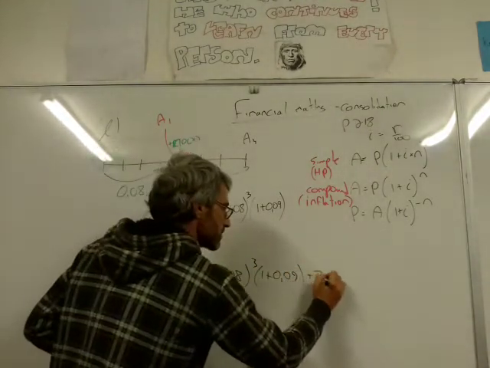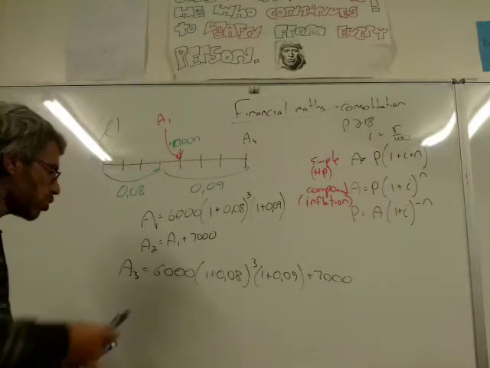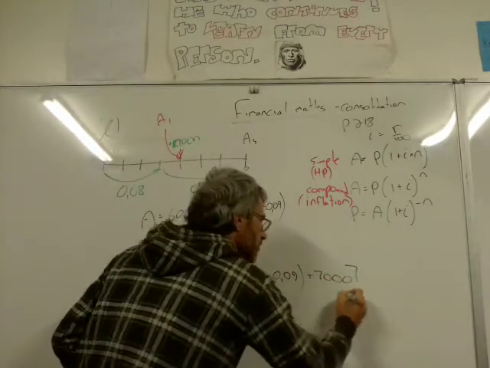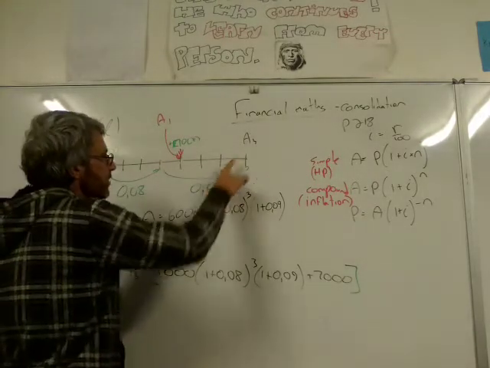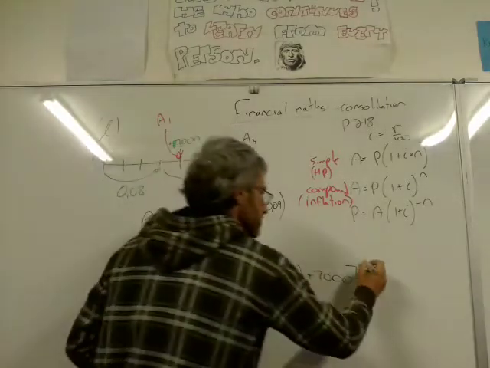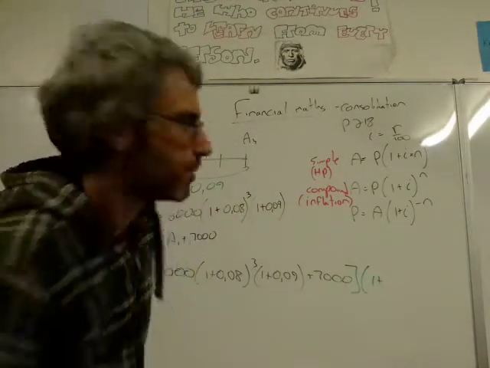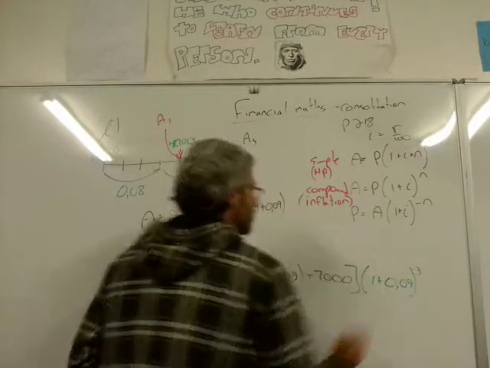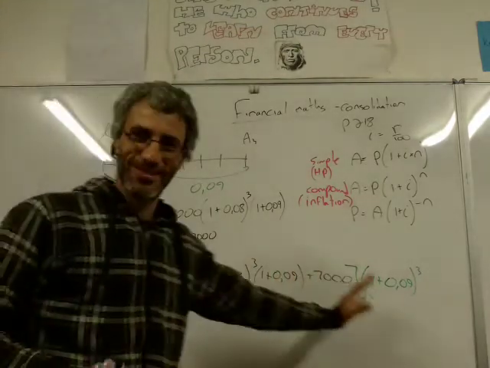Plus 7,000. And all that nasty stuff, all of that, I need to now grow for 3 more years at 9%. So I'm going to multiply that by (1 + 0.09)^3, and you see this green. Look at this long term.